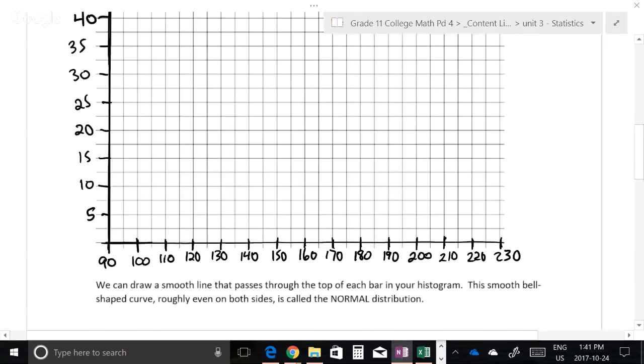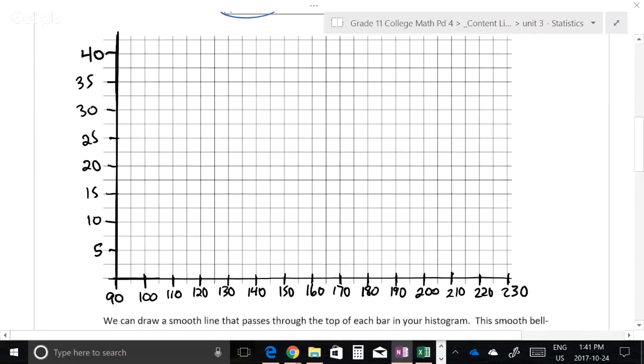So I've set up a scale up here. This is by no means the only way to do it. You can set up yours however you like. But if you're feeling a little lost how to set it up, this is one way that will work. Basically I went from a little below my lowest value to a little above my highest value. You could go from exactly your lowest to exactly your highest. Nothing wrong with that.